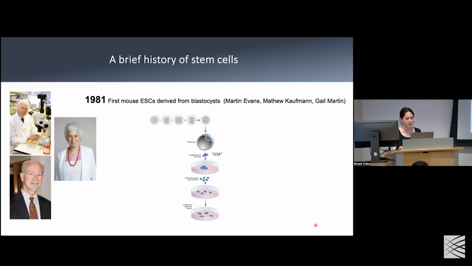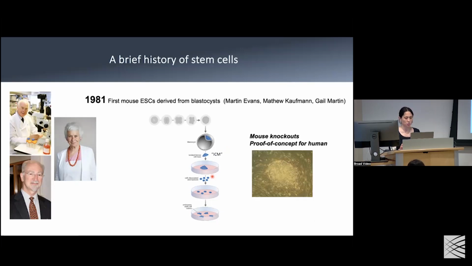When work from Martin Evans, Matthew Kaufman, and Gail Martin derived the first mouse embryonic stem cells from blastocysts. So these are a type of pluripotent stem cell. They're capable of generating all of the lineages in the body. And this involves taking a pre-implantation blastocyst, isolating something called the inner cell mass, or the ICM, and then being able to dissociate and propagate those cells indefinitely in vitro.